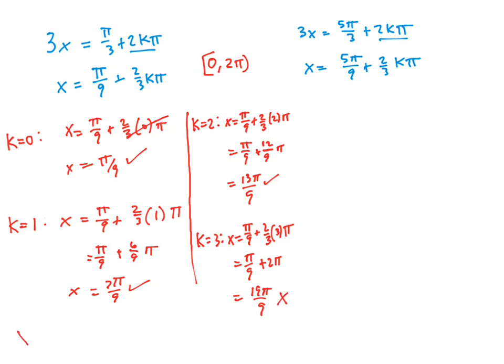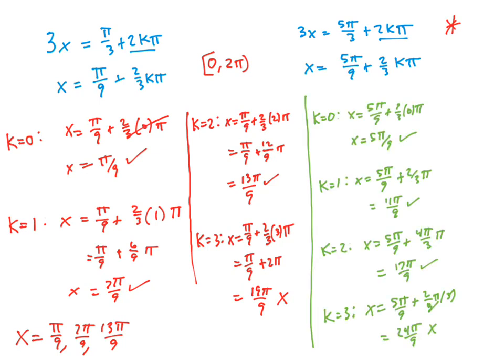So on this left branch of the equation, we end up with pi over 9, 7 pi over 9, and 13 pi over 9 as possible solutions. Then we need to go through this exact same process for the right branch of the equation over here. Why don't you hit pause, try this on your own, and see if you get the same values that I got. All right, so here are the three values that are going to work, and then 24 pi over 9 is not a solution. So I can add these values to the list of solutions.